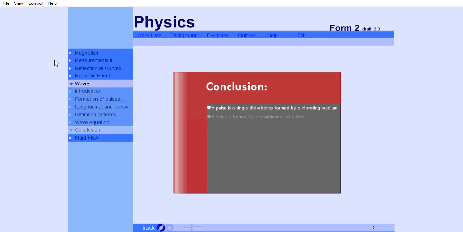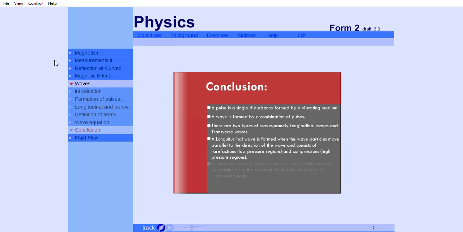Conclusion. A pulse is a single disturbance formed by a vibrating medium. A wave is formed by a combination of pulses. There are two types of waves, namely longitudinal and transverse waves.